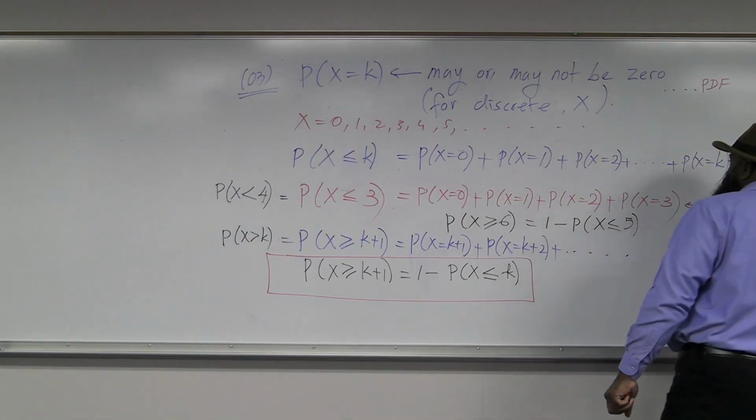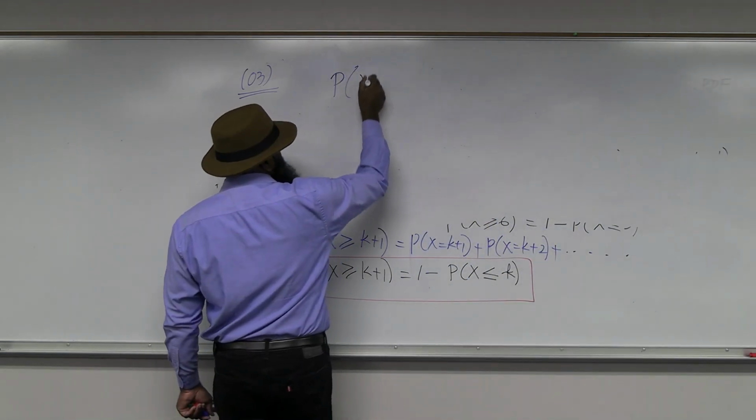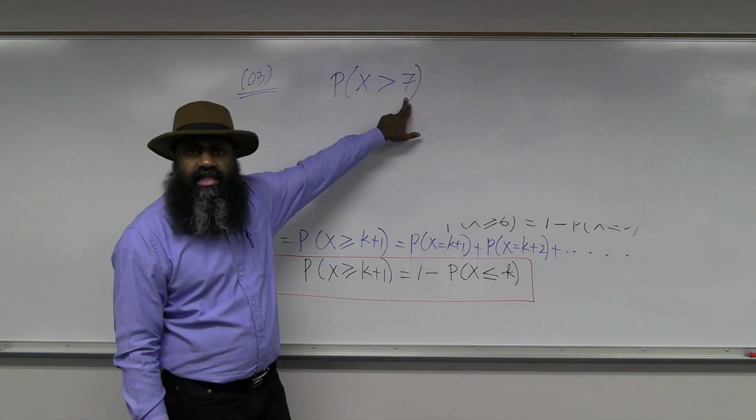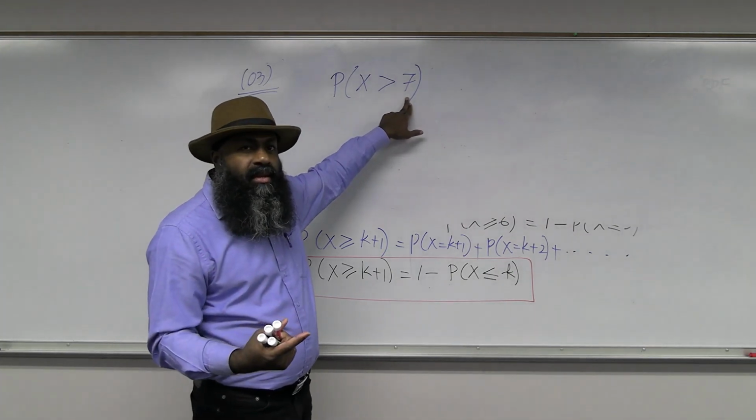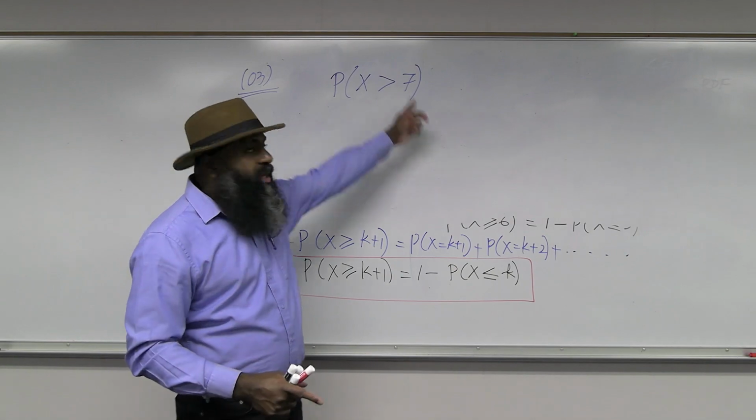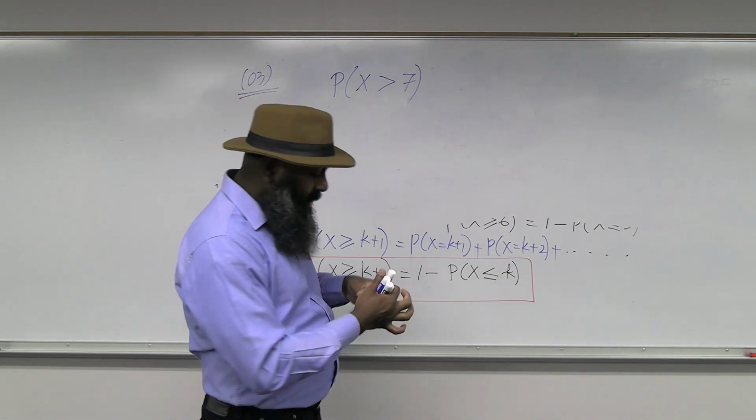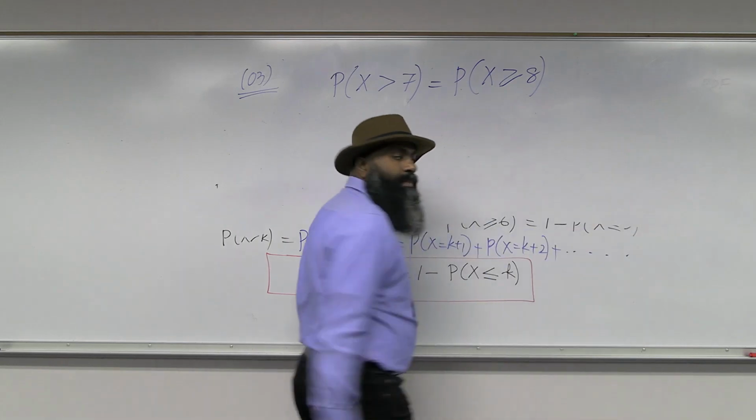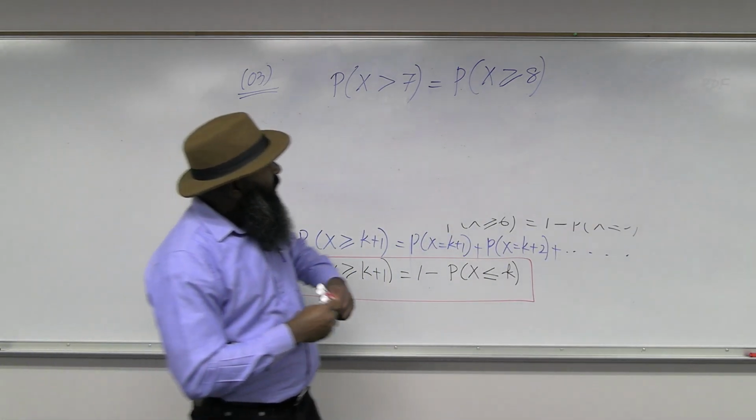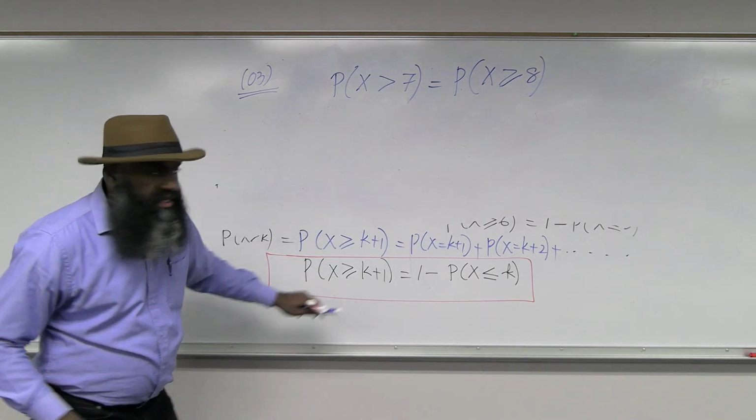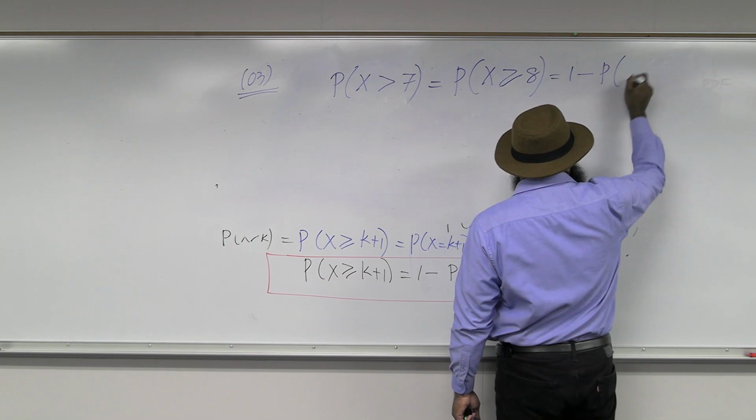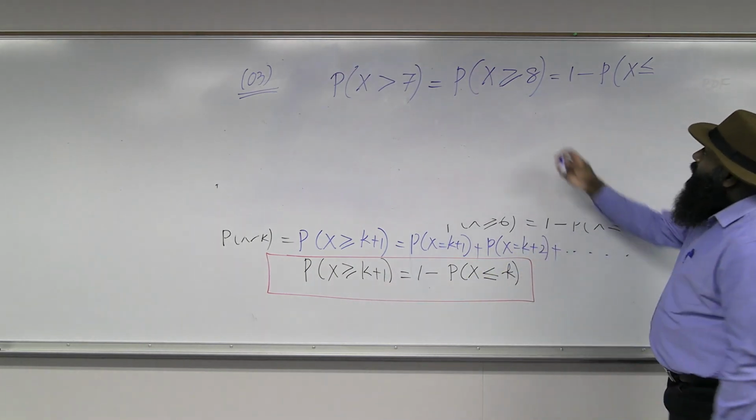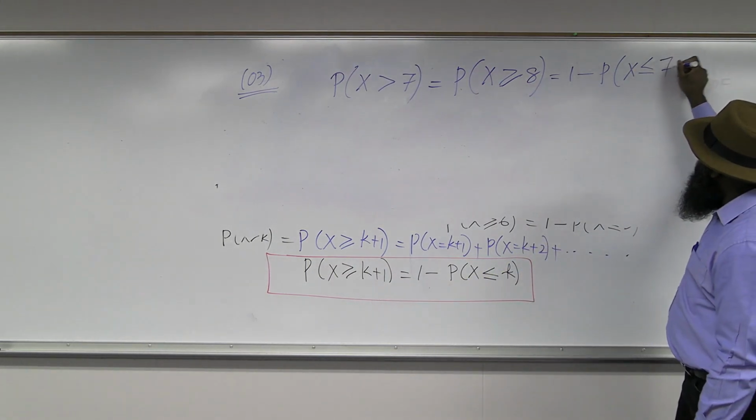Now, what if I have to find a probability such as, let's say, probability x is greater than 7. Probability that x is strictly greater than 7. What does that mean? Can x be equal to 7? No. I need the probabilities from 8 if x is discrete. So this can be equivalently written as x is greater than or equal to 8. Using this equation, that is 1 minus probability x is lesser than or equal to what? I have written 8 here, 1 less than that means 7.